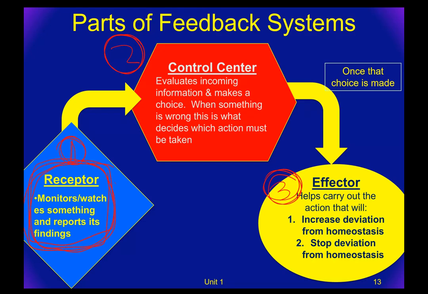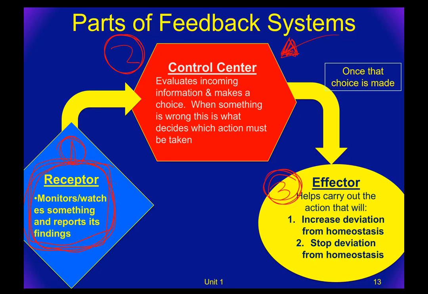All it does is it reports its findings. Now, let's talk control center, our second member of our feedback system. The control center evaluates incoming information and makes a choice. When something is wrong, this is what decides the action that must be taken.